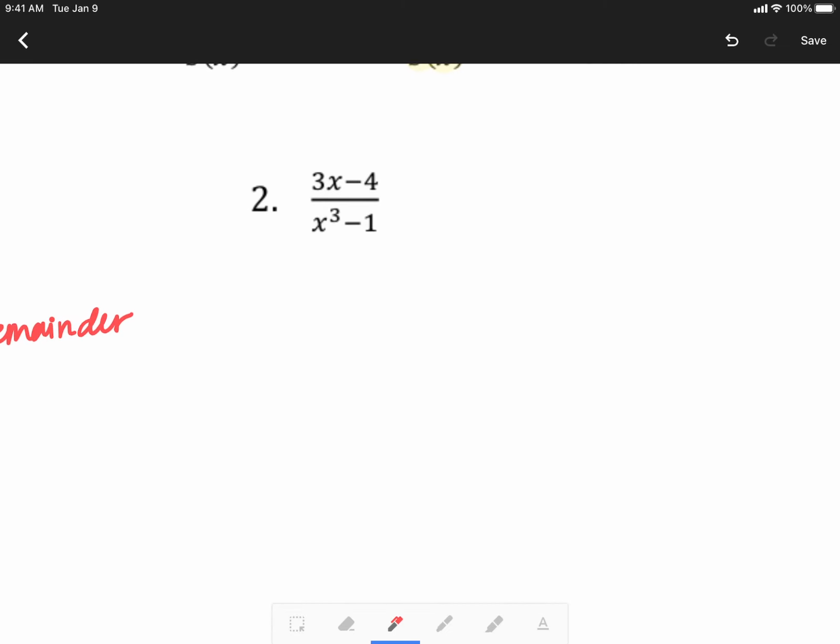Let's check out number 2. The numerator is x to the first. The denominator is x to the third. This one is proper. So we're not going to divide.